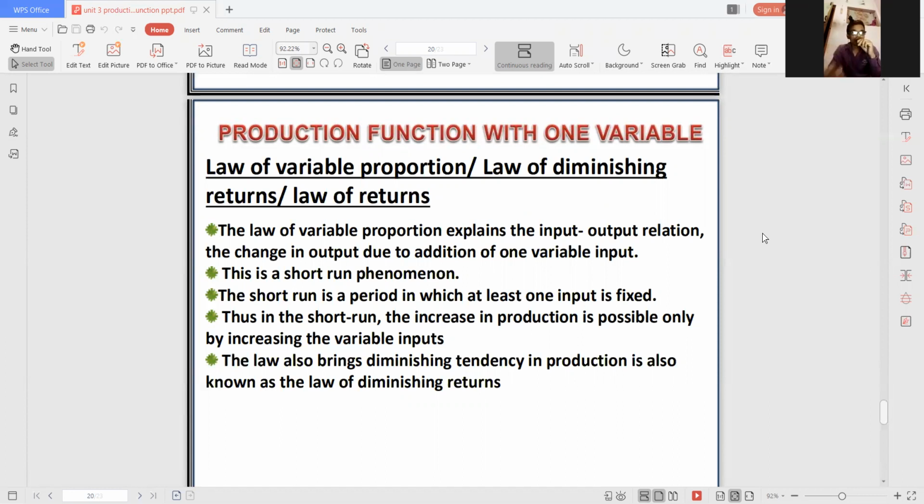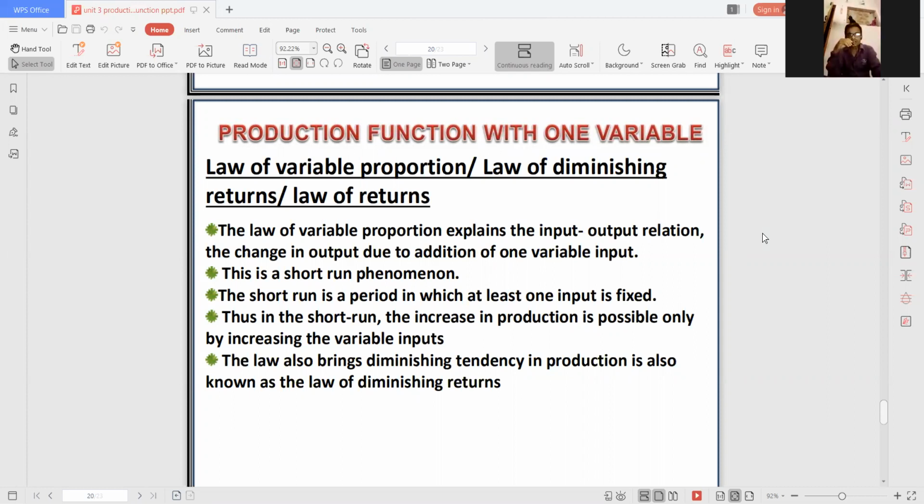This is also called the law of variable proportion, or law of diminishing returns, or law of returns. Very important from your examination point of view. The law of variable proportion explains the input-output relation, that is, the change in output due to the addition of one variable input. For example, if we are using 5 units of labor and 5 units of capital in order to produce some product, say 10 units.